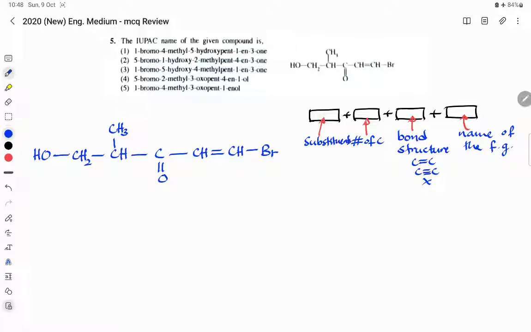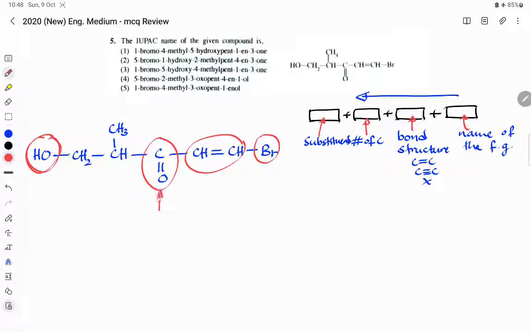The IUPAC name of an organic compound is constructed backwards from the functional group to the substituents. So first we have to find the main functional group. There are several functionalities: the ketone group, the alcohol group, the bromine group, and the alkene group. If you refer to the priorities in your organic nomenclature notes, you will see that the ketone group has the higher priority here. So let's encircle the ketone group. Then we have to number the main skeleton.